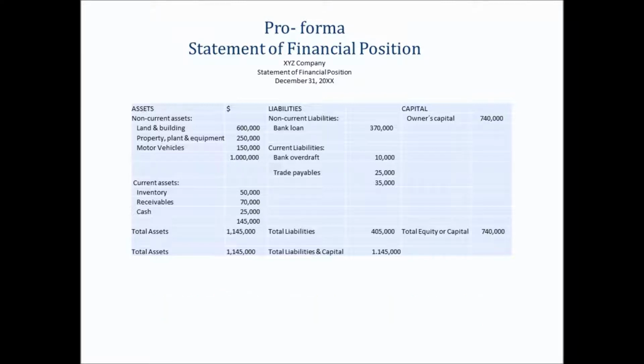So if we total all the assets, we have 1.145 million, and our liabilities total is 405,000, and our total equity or capital is 740,000. If you add the two, the liabilities and capital, we have the same total with the assets, which is 1,145,000.